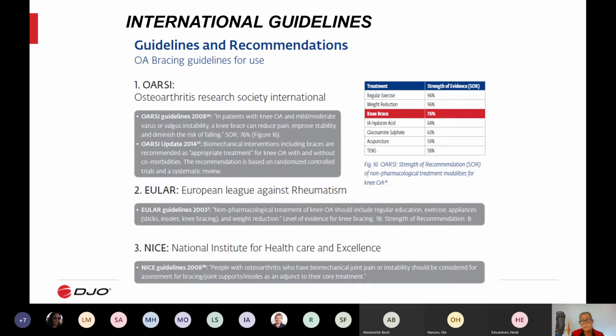So if you look at the little scheme on the right side, you can see that the knee brace strength of evidence is 67%. And this is very good because then you don't have to operate, but you can use the braces almost from an early time when you detect that there is OA in the knee.